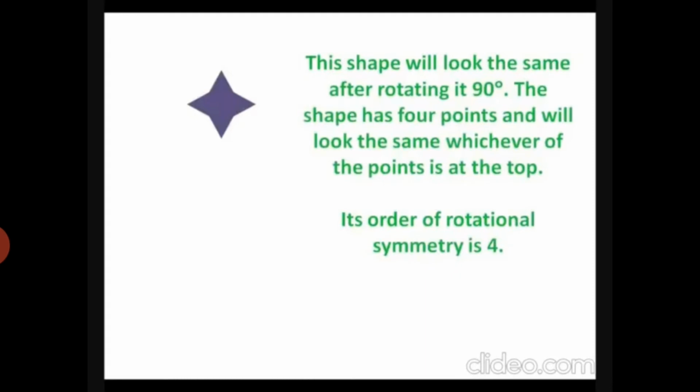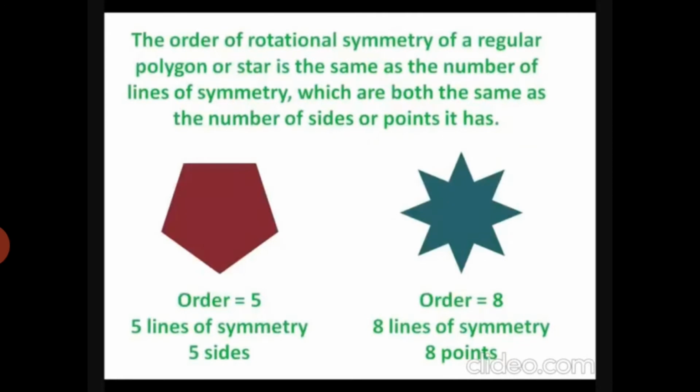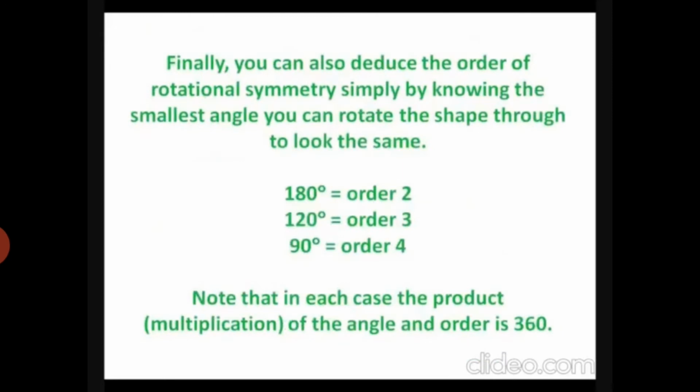Look at this shape. This will look the same after rotating it 90 degrees. The shape has 4 points and it will look the same whichever point is at the top. Its order of rotational symmetry is 4. What about this one? The order of rotational symmetry of a regular polygon is the same as the number of lines of symmetry, which are both the same as the number of sides. See, for this pentagon, order is 5. 5 lines of symmetry and 5 sides. What about this one? Next figure, order is 8 because it has 8 lines of symmetry and 8 points.